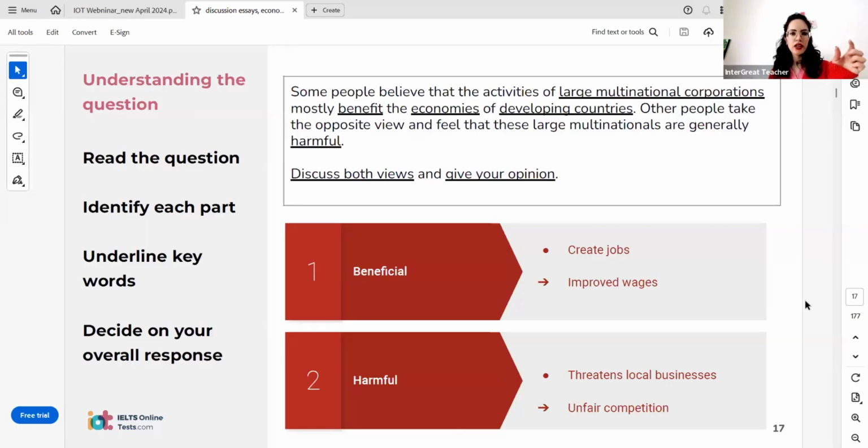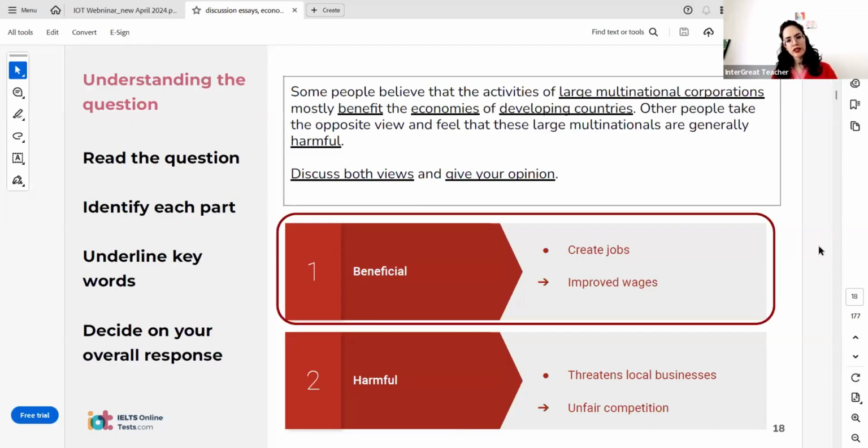As you can see, I'm planning, so I'm not writing complete sentences. Instead, I'm just writing some keywords in order to remind myself what I'm going to write about, and it helps me save time. Okay, and I have written something for both sides, but I also need to give my personal opinion. I am going to go with the positive side, the beneficial side. That's why you see the rectangle around the beneficial part.